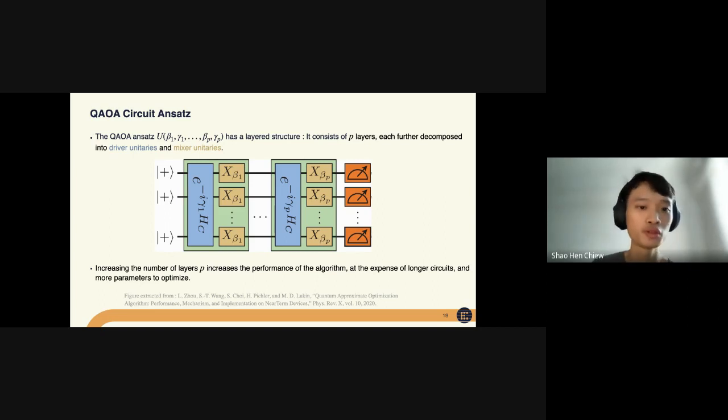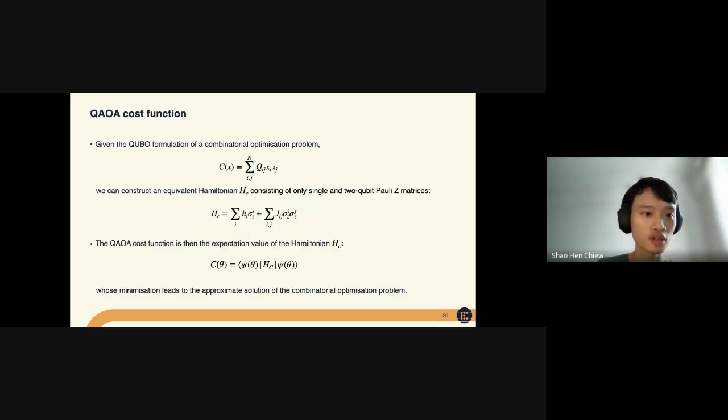And finally, you have these measurement gates, which allow you to extract results so you can compute the cost function. So this is how the QAOA ansatz looks like. How does a cost function look like? So we saw earlier that in a QUBO formulation of a combinatorial optimization problem, we have this quadratic form. So C(x) is equal to a contraction of a matrix between two vectors, where the elements of the vector, the xi, xj's, are binary. So they can either be 0 or 1. I'm just describing this quadratic form here.